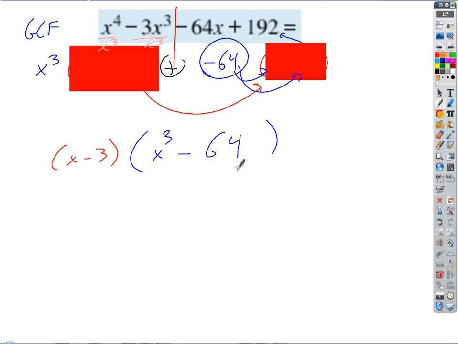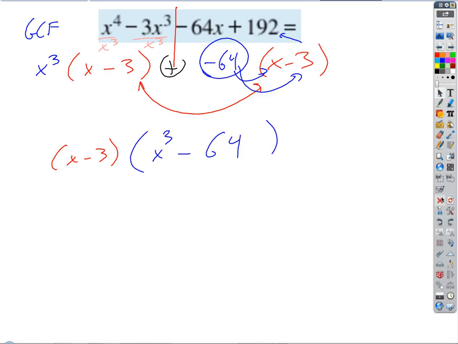Okay, good. So can we go any further? So I got a two-term pattern. Which one could this maybe fit? X cubed minus 64. That could fit difference of cubes, a cubed minus b cubed, right? So let's look at the a cubed minus b cubed pattern. So if we have a cubed minus b cubed, what's the little factor that we get from that pattern? A minus B.